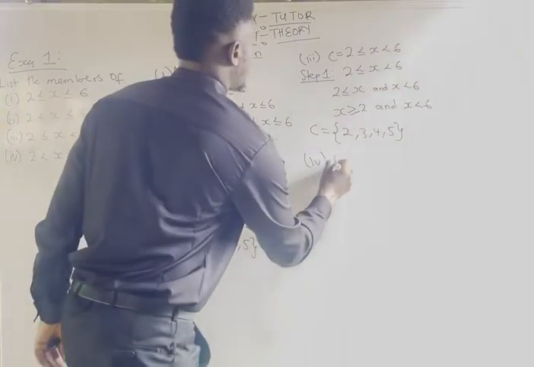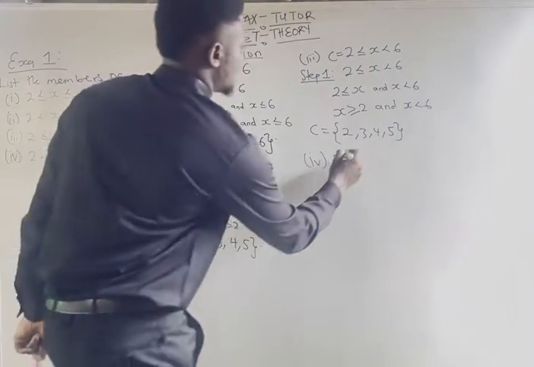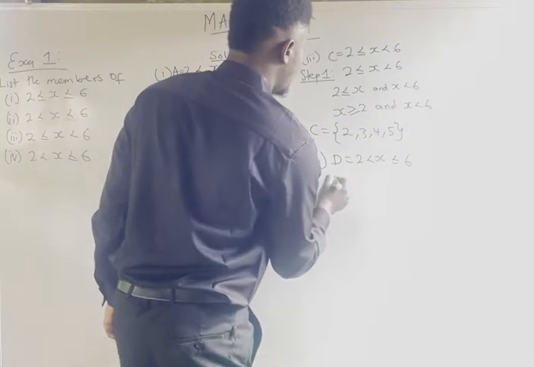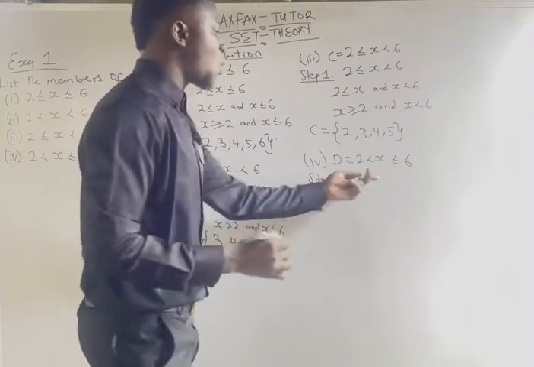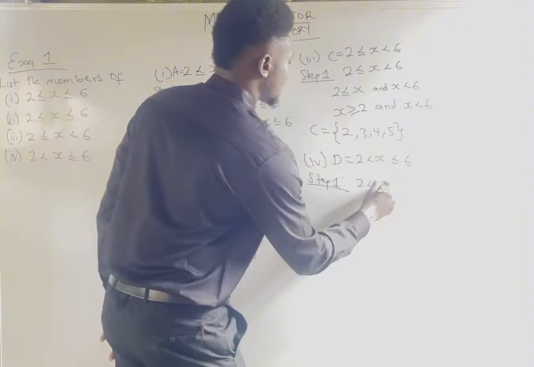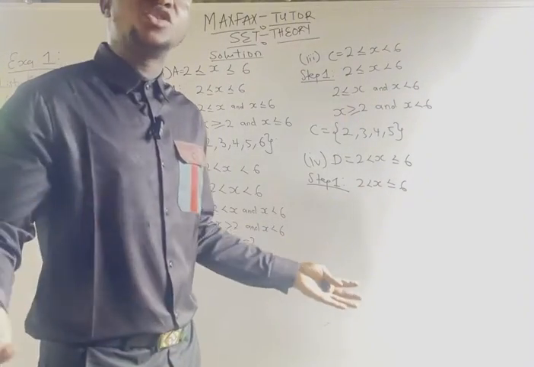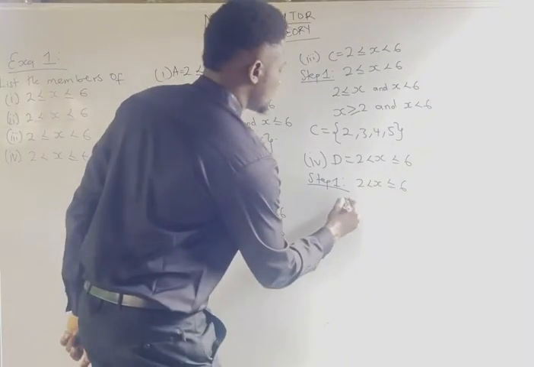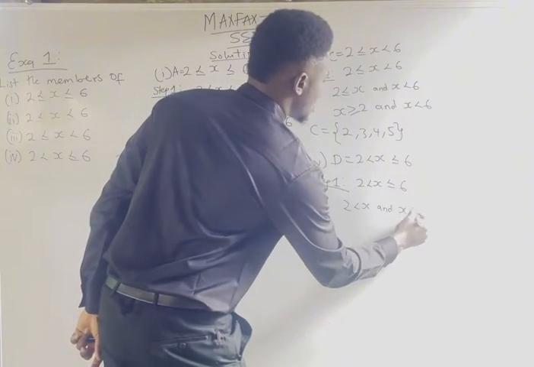Then the last one, guys, set D. Let's say set D is equal to 2 less than x less than or equal to 6. Then write step 1, guys. The question given to us, we are going to write it out. This will be 2 less than x less than or equal to 6. After we've done this, the next thing we are going to do is break this x into 2 parts. And this will be 2 less than x and x less than or equal to 6.